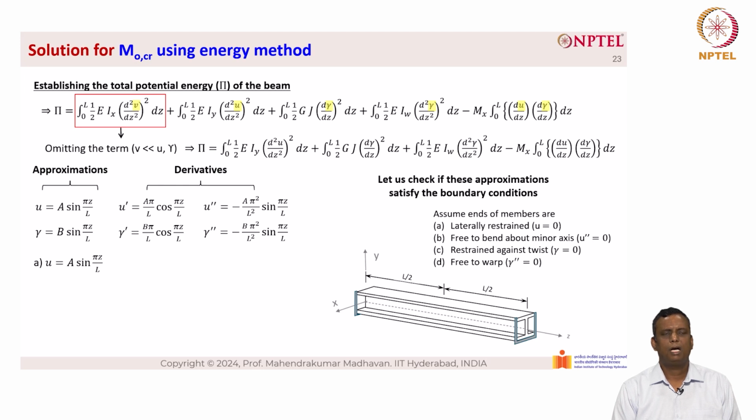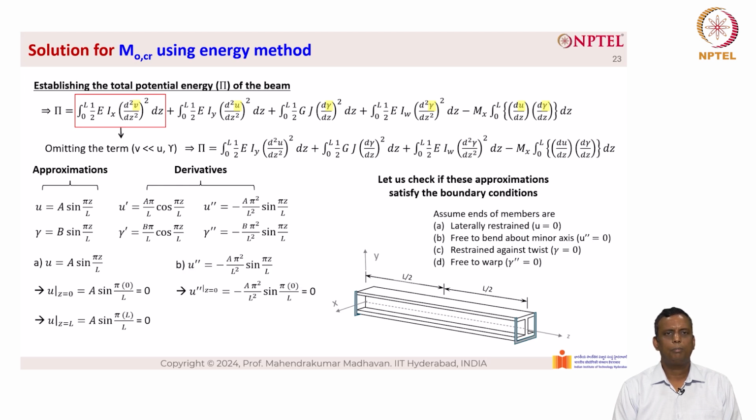When we apply the boundary conditions, u equal to A sin(πz/L) at z equal to 0 becomes A sin 0, which is 0, and u at z equal to L is A sin π, which is also 0. Similarly, u'' at z equal to 0 is 0 because sin 0 is 0, and u'' at z equal to L is sin π, which also becomes 0.